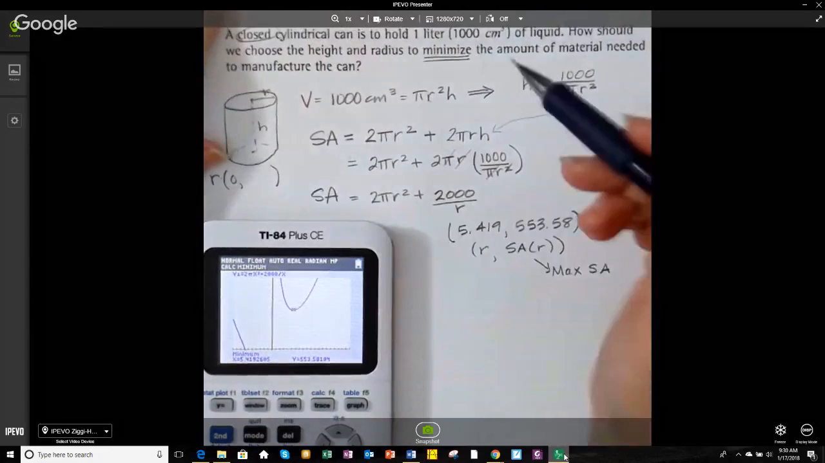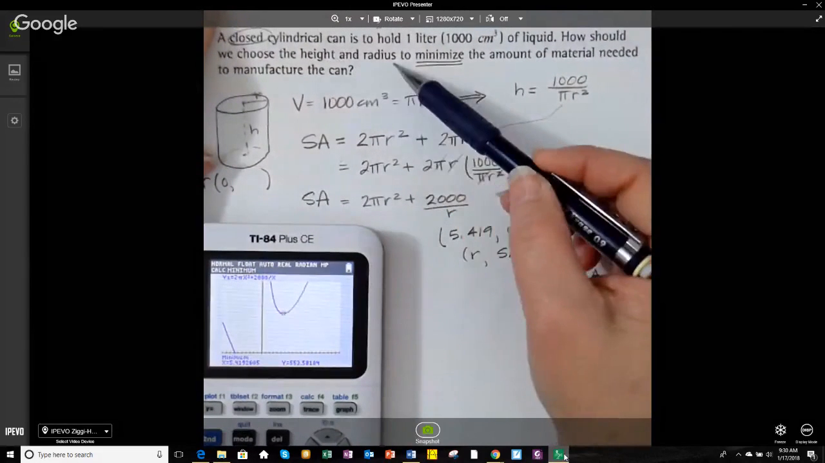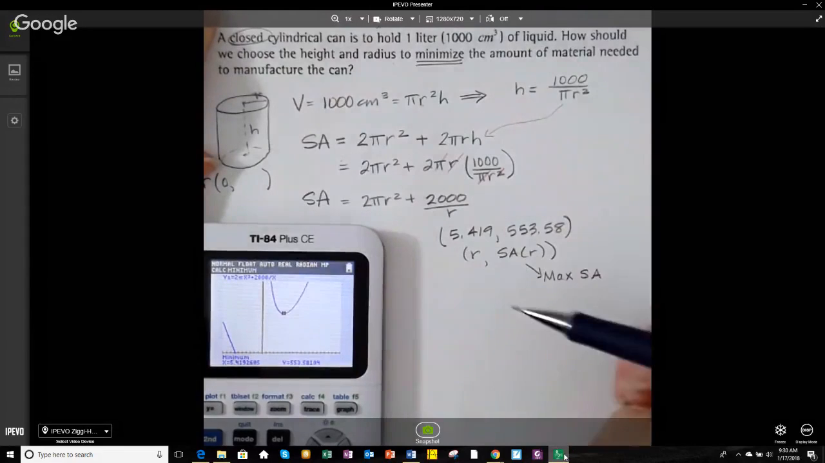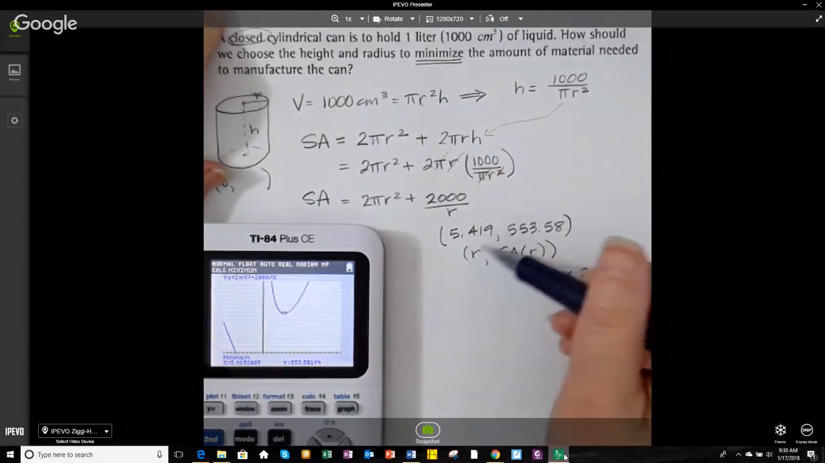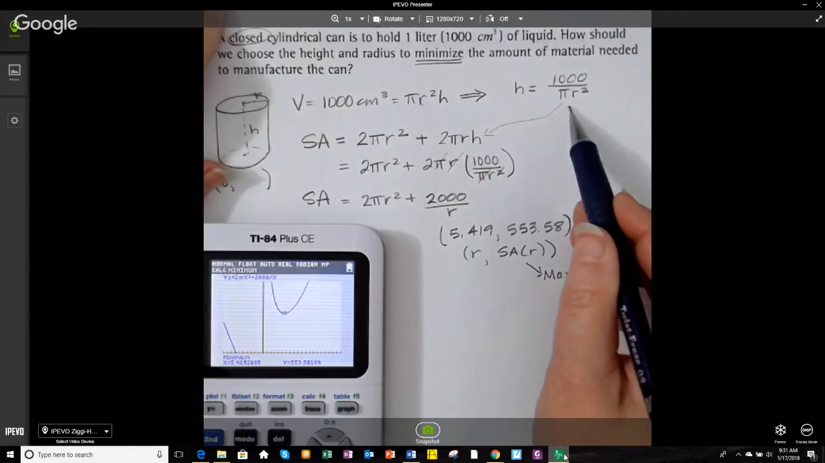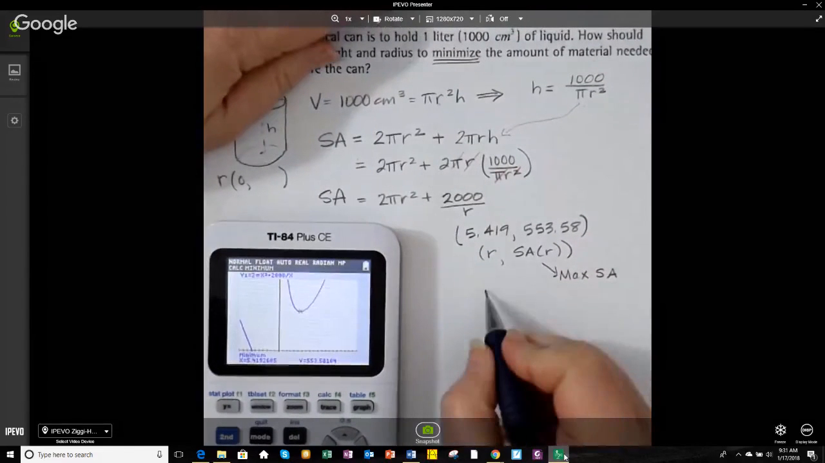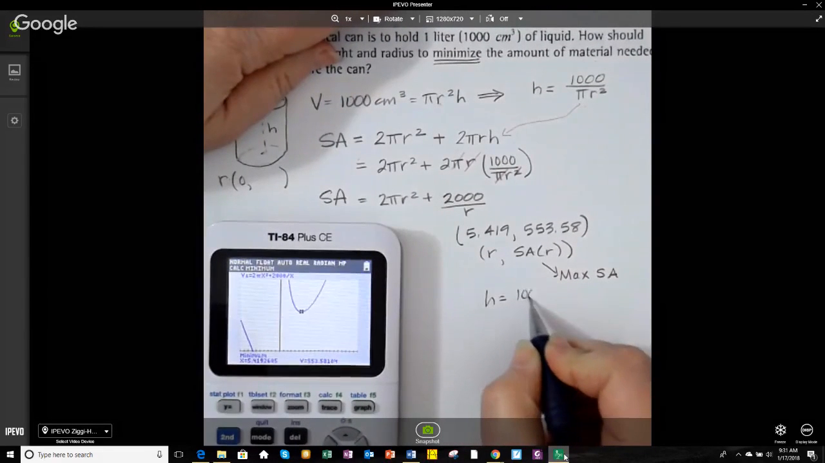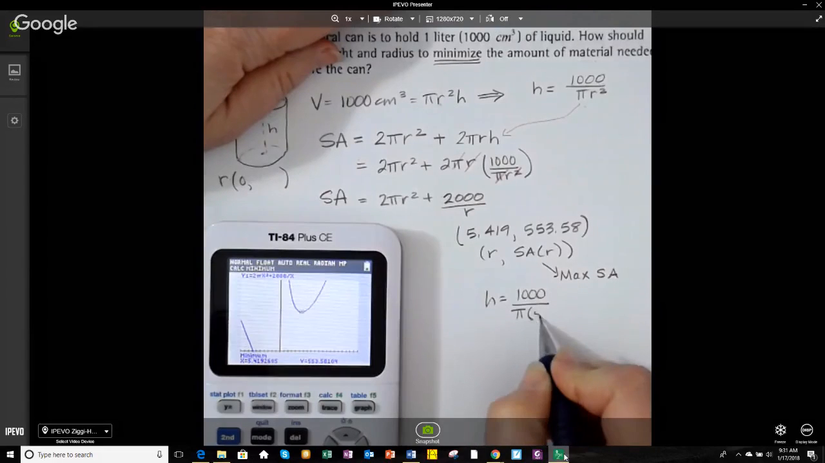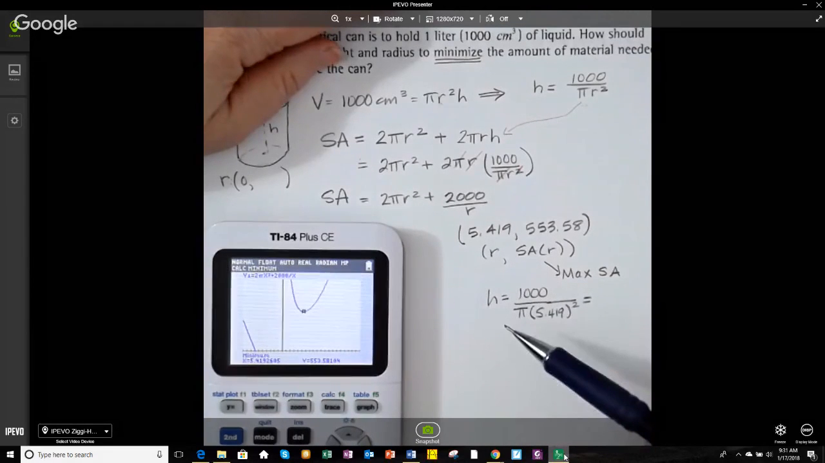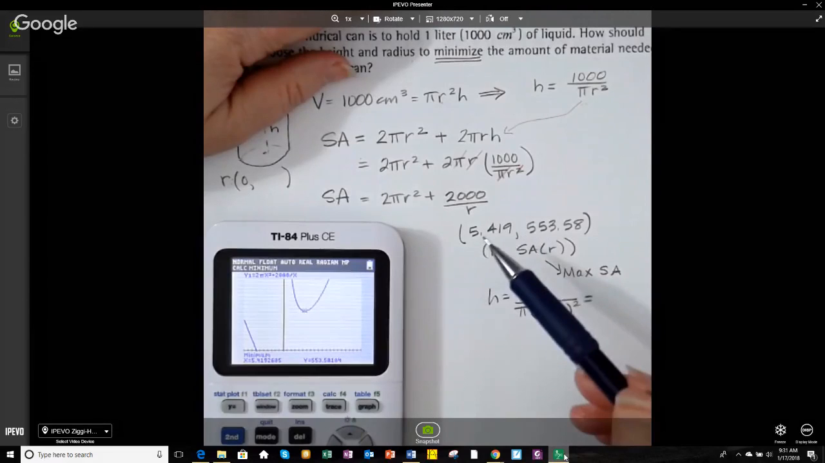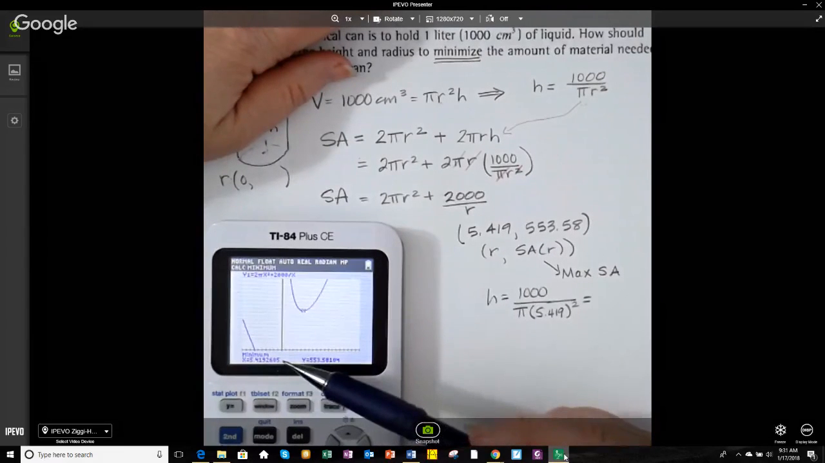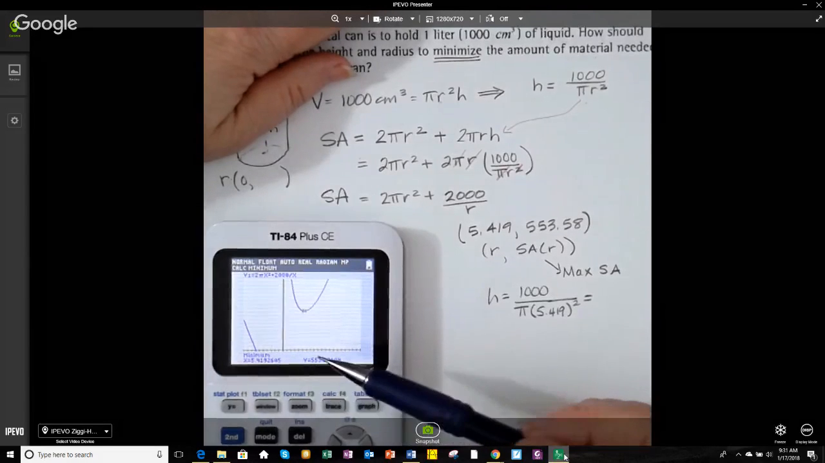Okay, and this question asked us for how should we choose the height and the radius? Well, we found the radius. Now, how do we find the height? Well, if we know the radius here is 5.419, I can use this r and plug it in here to solve for h. Okay, so I'm going to say h equals 1,000 over pi times 5.419 quantity squared. Now, I am a stickler for using exact values, and so I would like us to use the exact value that this calculator has, which is 5.4192605. Now, how do I do that?